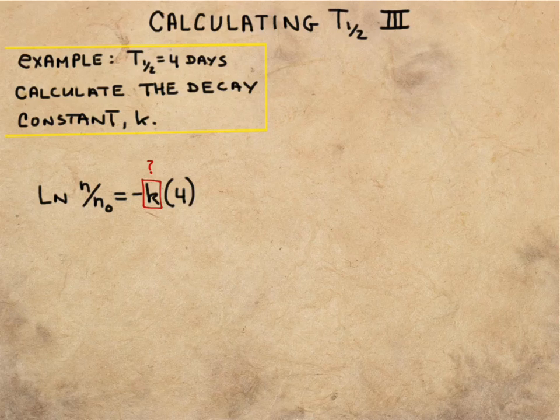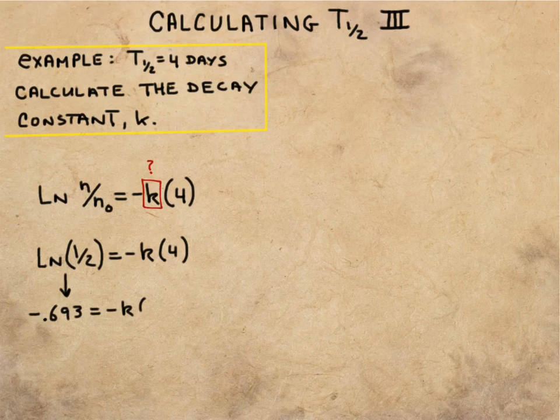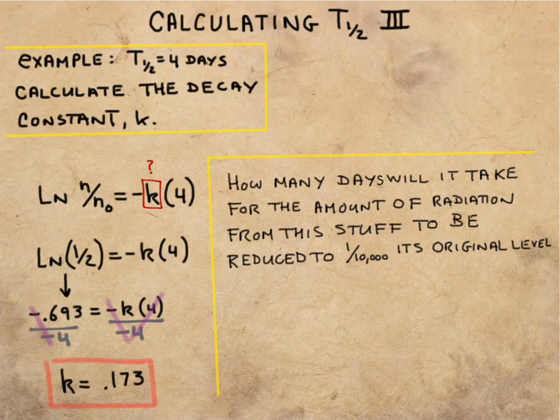In this case, we're trying to find k. So we know the time, we know a half-life at this point, but we can't solve for k until we know N and N naught. But if you remember that the half-life is the amount of time it takes for the material to decay to 1/2 of the original amount, then you can see that the ratio of N over N naught is 1/2. So now we have one equation with one unknown, and we're just going to do a little algebra. First, you're going to find the ln button on your calculator and press ln 0.5. You're going to get negative 0.693. And then doing your algebra, you should find that k is 0.173.